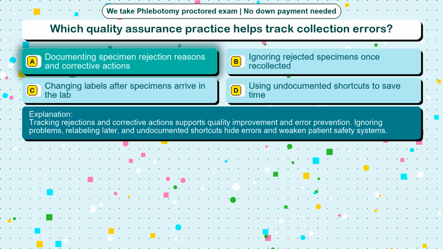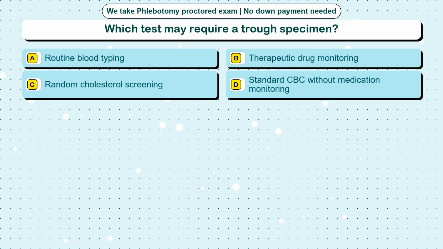Tracking rejections and corrective actions supports quality improvement and error prevention. Ignoring problems, relabeling later, and undocumented shortcuts hide errors and weaken patient safety systems. Question 62. Which test may require a trough specimen? Option A, routine blood typing. Option B, therapeutic drug monitoring.